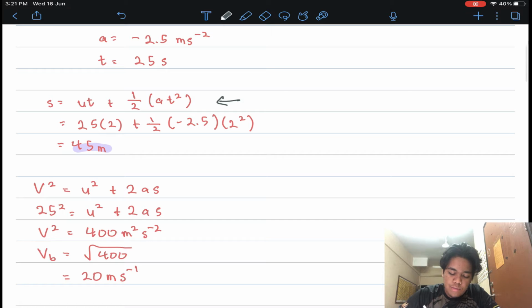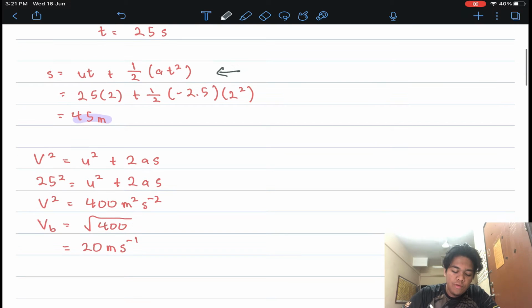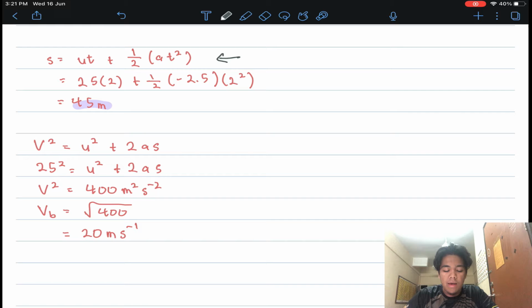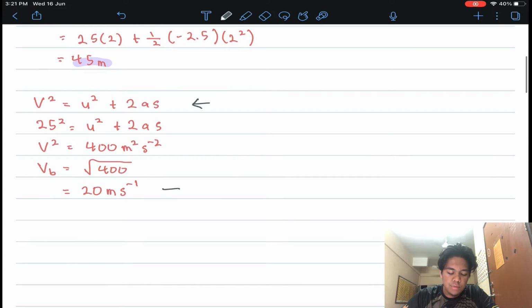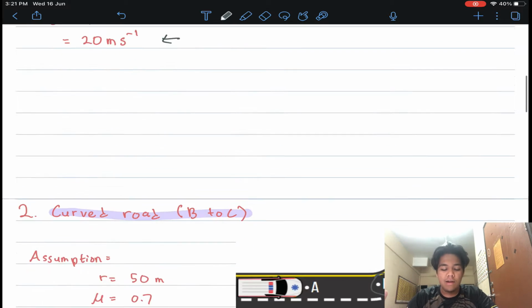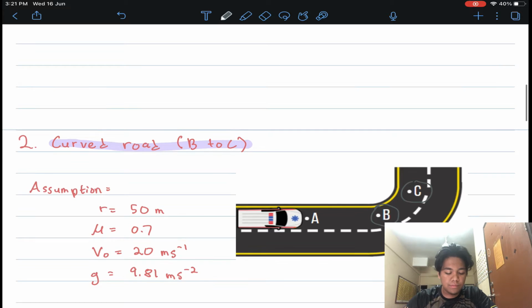Here we use the equation. After we replace it, we got 45 meter, and then using the answer, we use this equation to get the velocity at point B before it reaches point B.